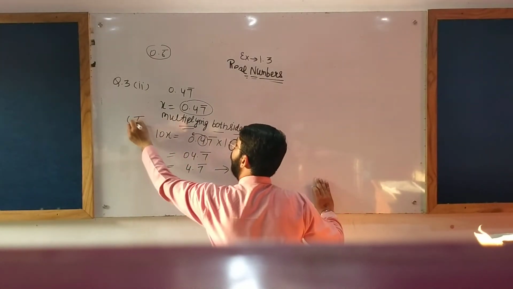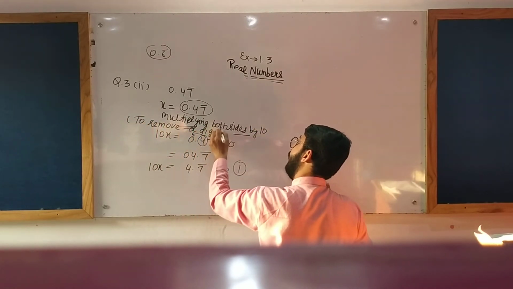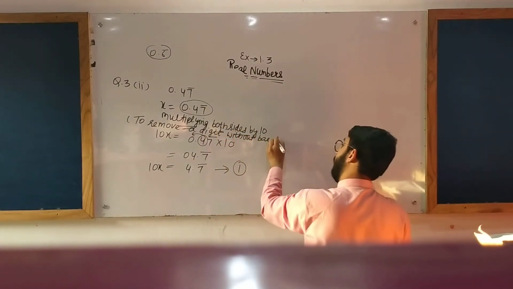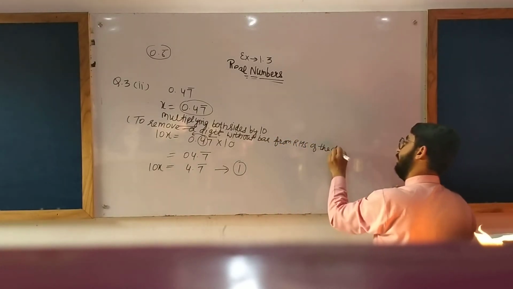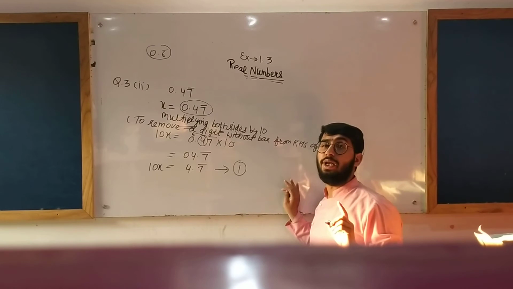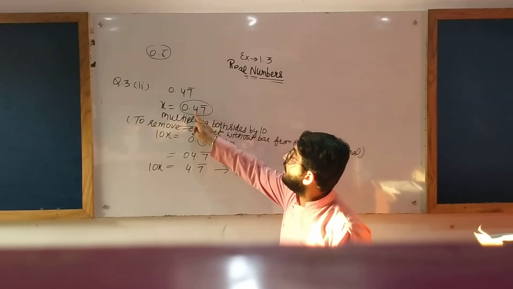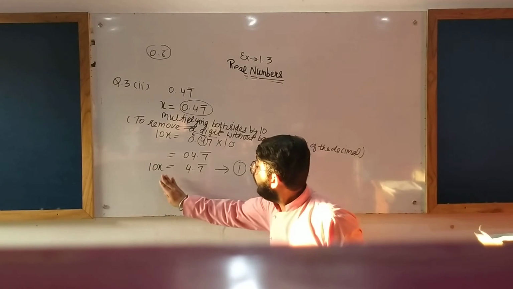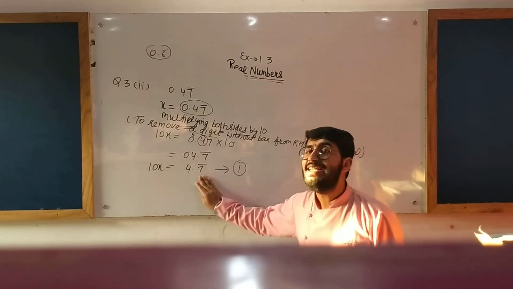Why? To remove a digit without bar from the right-hand side of the decimal. You just need to write this in the examination: we have multiplied both sides by 10 just to remove a digit without bar from right to left. Now, the bar is present on how many digits after the decimal? A single digit, that is the 7.